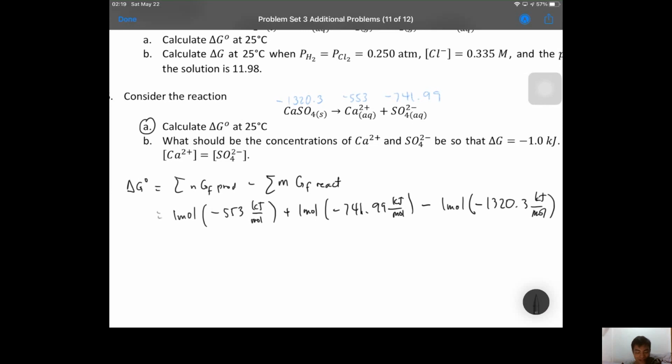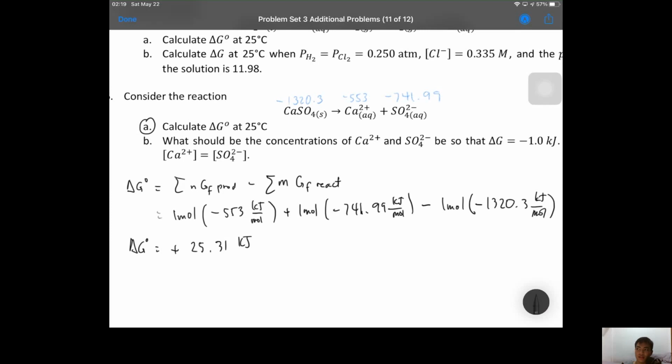Anyway, so let's solve for delta G. Negative 553 minus 741.99 minus negative 1320.3. Okay. So, the delta G naught is what? Let me recalculate. Tignan ko lang kung tama yung solve ko. Oh yeah, so tama talaga. So this is positive 25.31 kilojoule.